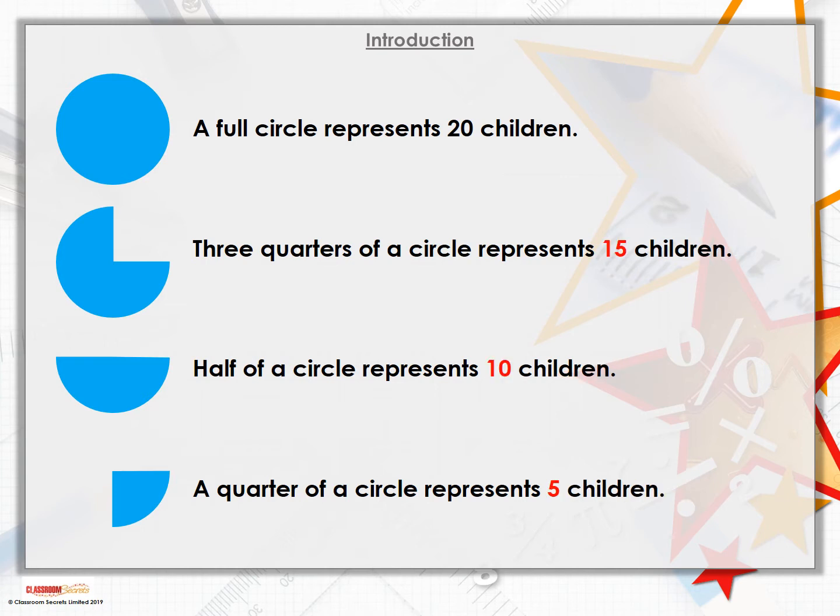So the answers that you should have done, you could have done this in a different order. If I knew a full circle represented 20, half of 20 is 10. So once I've got half of a circle, I can then work out what a quarter is by, again, halving 10. So a quarter would be 5. And then to find out the 3/4, it just means 3 lots of 5, which equals 15.